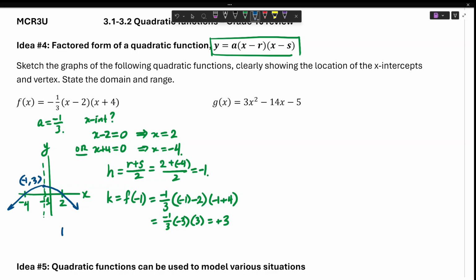Finally, domain and range. So the domain is all real numbers. The range, y has to be less than or equal to 3.